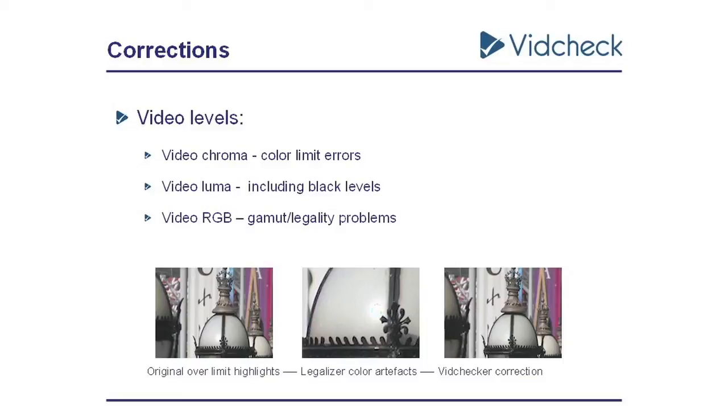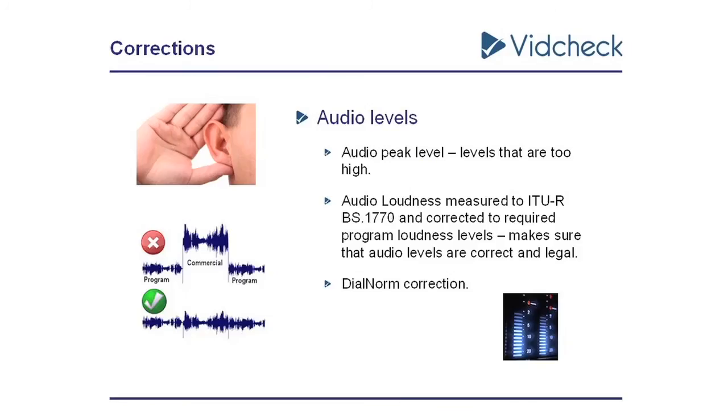Vidcheck has developed patented intelligent algorithms that dynamically analyze the image to correct limit violations, while keeping the integrity and quality of the picture. The audio level corrections Vidcheck can do are the audio peak level, for levels that are too high, an audio loudness measure to EBU and ITU standards, and corrected to the required program loudness levels. This makes sure that your audio levels are correct and legal.